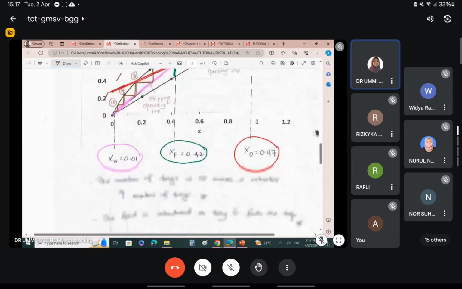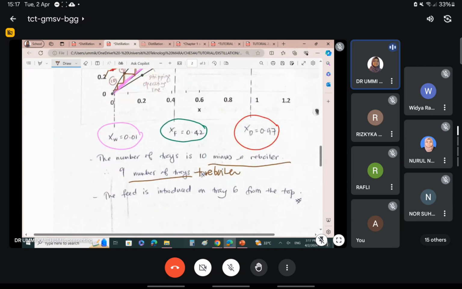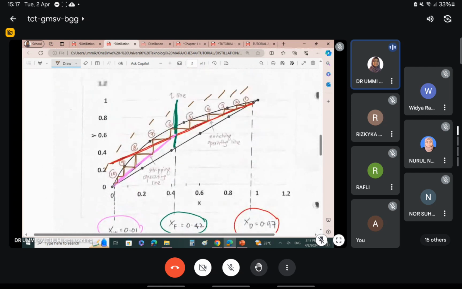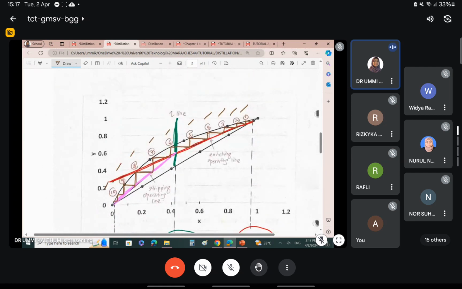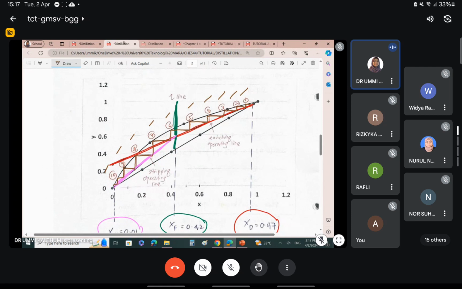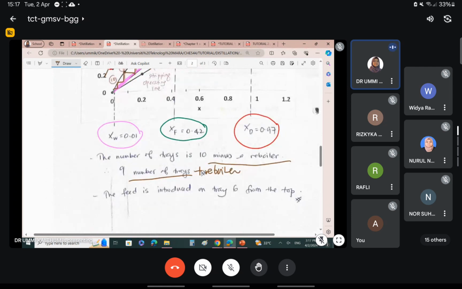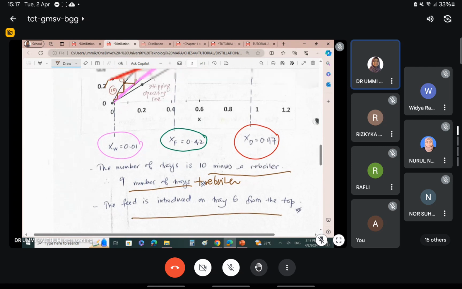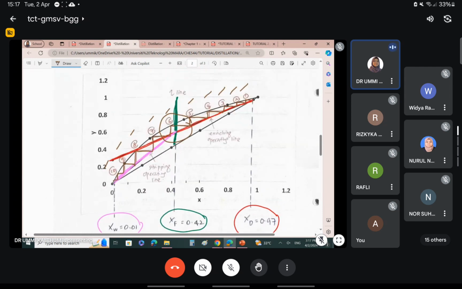Alright, so where is the feed location? For the location of the feed, look at the q line and see which stage it cuts. In this case it cuts stage 6. So the feed is introduced on tray number 6 from the top.